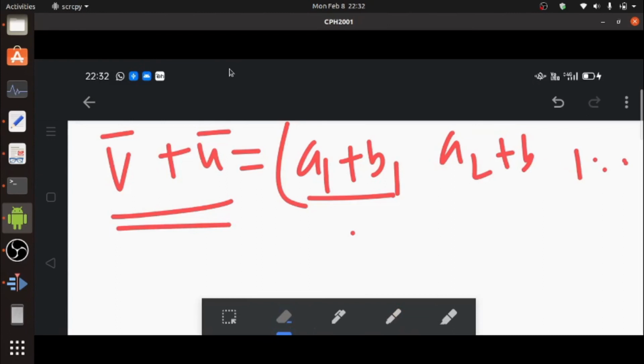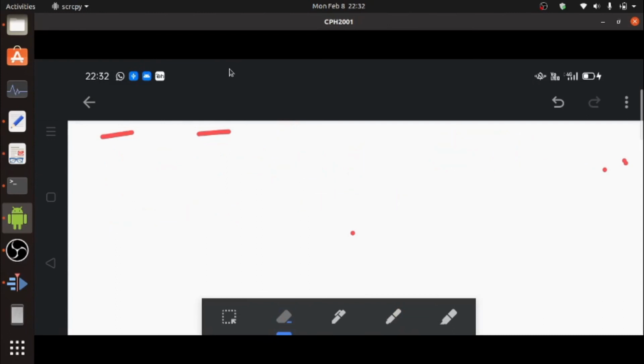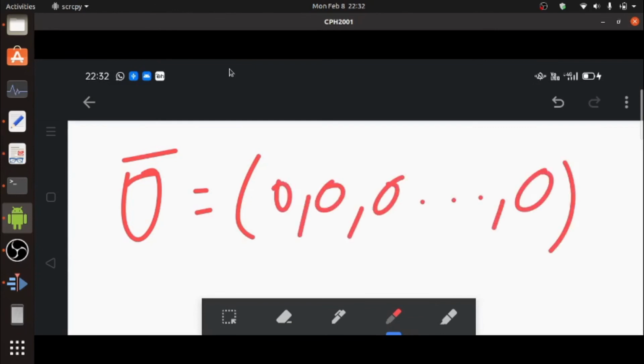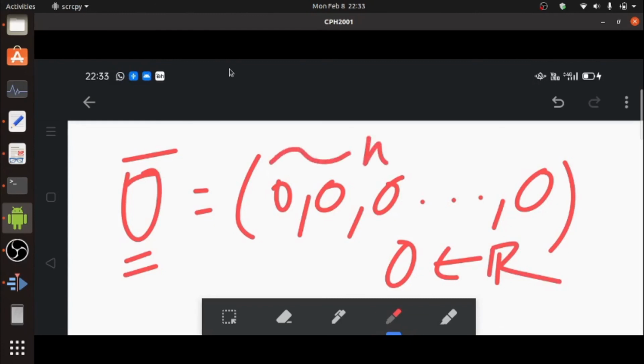Now we will define what is called a zero vector or null vector. The null vector, 0 bar, is the one where all the components are zeros. It is different from 0, which is only a real number. The zero vector is a vector with n components, all of which are zeros.